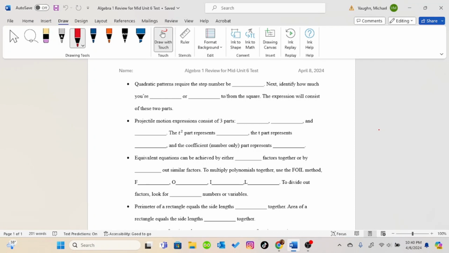This is the Algebra 1 review for mid-Unit 6 test. If you understand the concepts on this study guide, you should be just fine for the mid-Unit 6 test tomorrow.